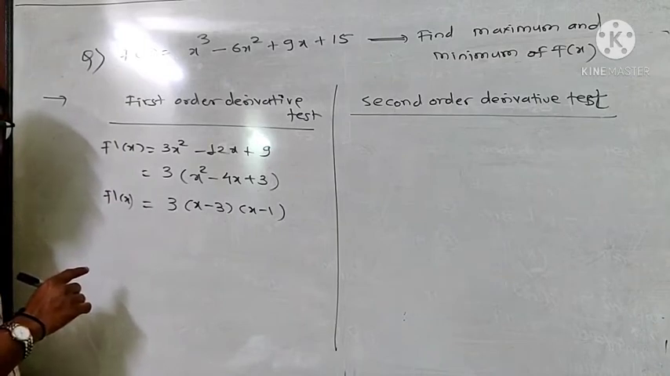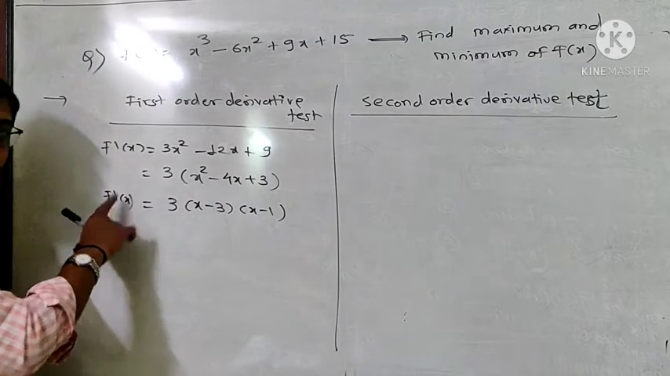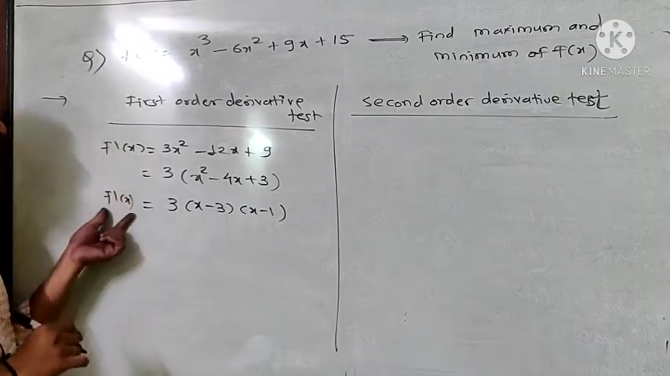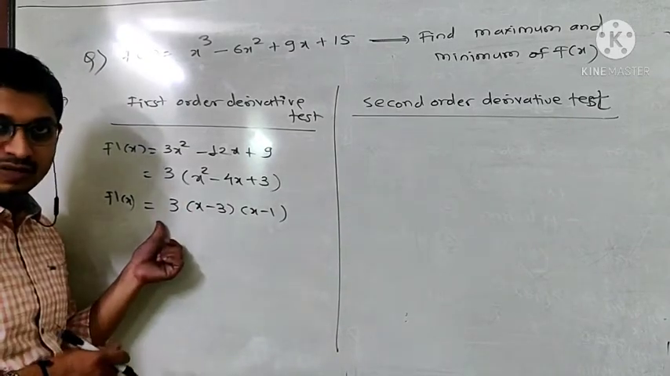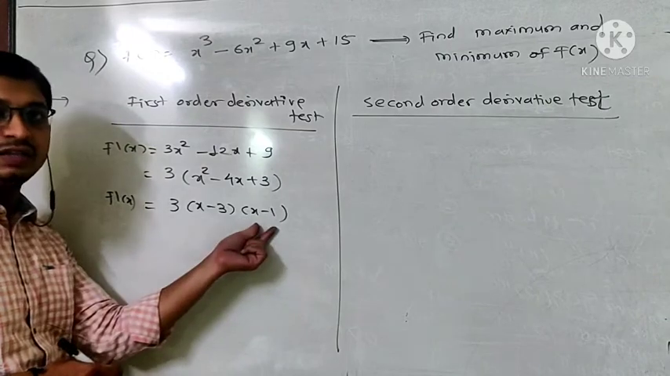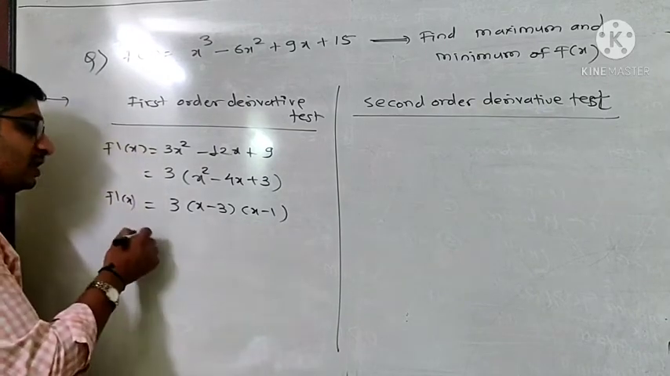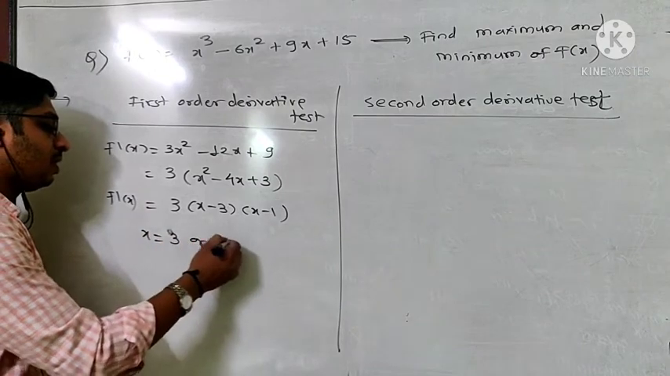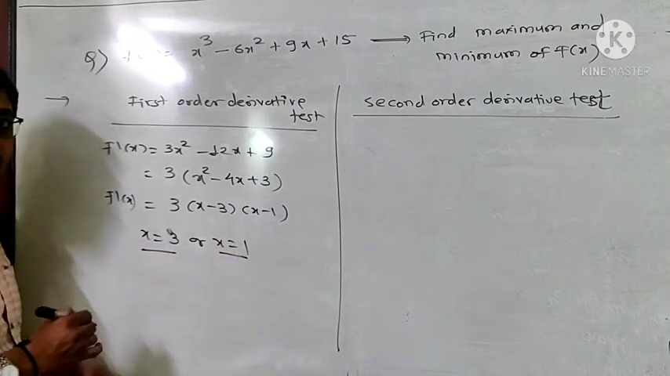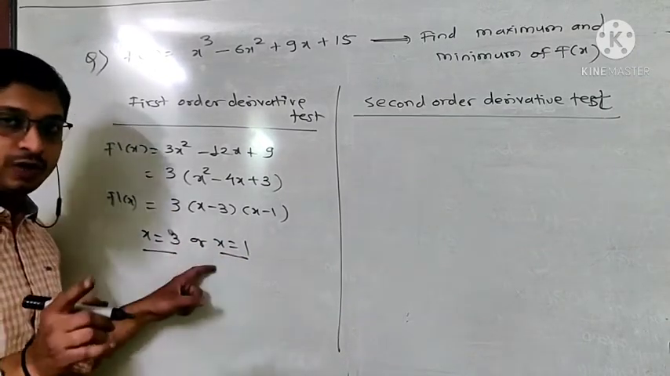What were the critical points? Where f dash of x will be equal to 0. So consider f dash of x equal to 0. 3 is not equal to 0, that is common sense. That means either this bracket is 0 or this bracket is 0, which gives me the critical points x equal to 3 or x equal to 1. So in the first order derivative test, what are we going to use?